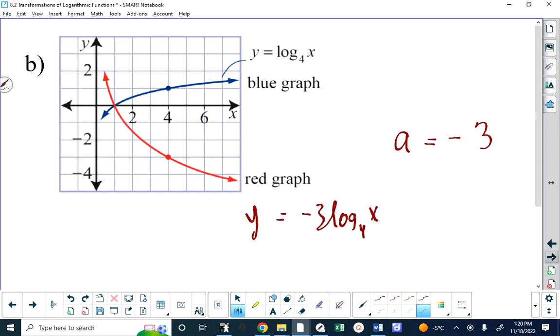And in line with Kendra's comment about how do we know it's that type of translation and not something else, you can see that this point doesn't move. And if that point doesn't move, it's invariant. Vertical reflection would have it be invariant.